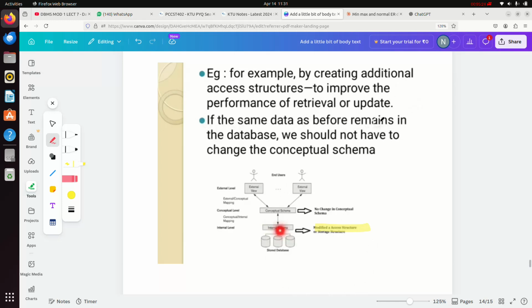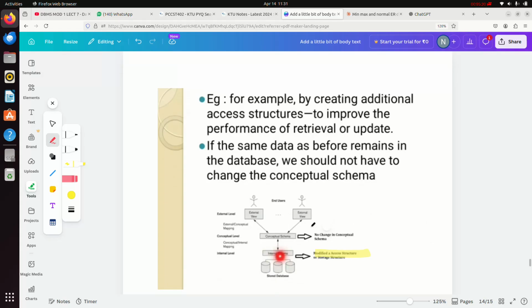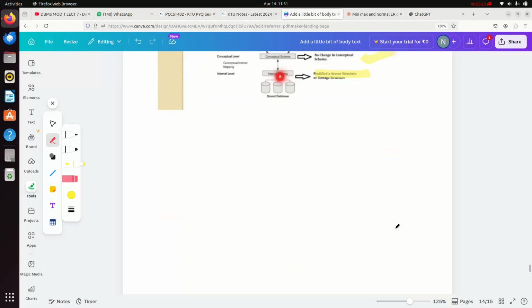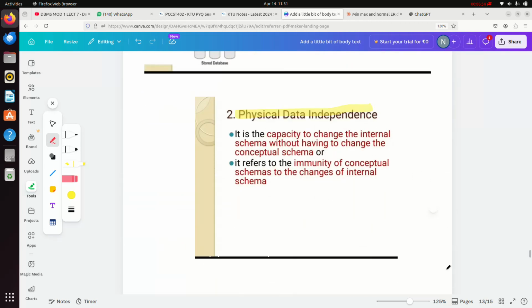If the same data as before remains in the database, we should not have to change the conceptual schema. The same data would be there in the conceptual schema. If I modify the access structure or storage structure to improve the performance of retrieval or update, there should be no change in the conceptual schema. The data in the conceptual schema would remain the same. This is what physical data independence means.